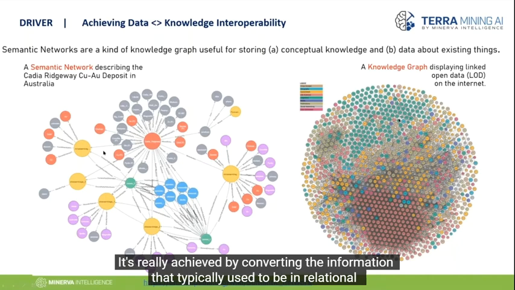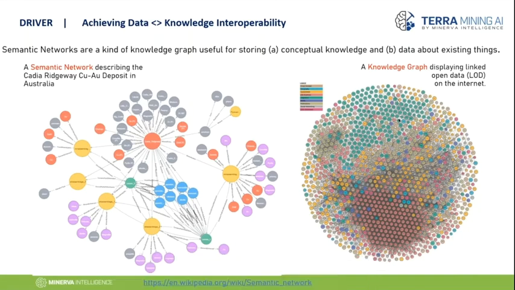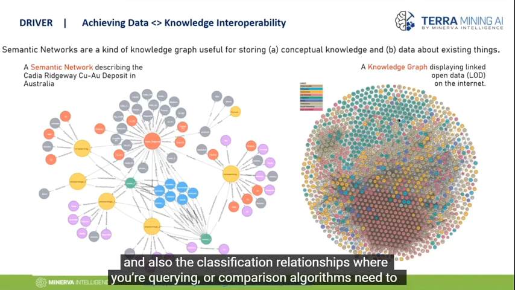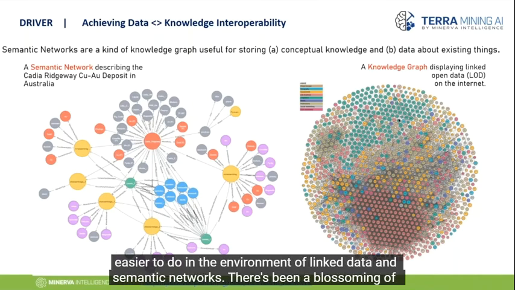It's really achieved by converting the information that typically used to be in relational databases and is difficult to query from a cardinality, how many values something can have, and also the classification relationships where your querying or comparison algorithms need to know that a granite is an igneous rock and that a sandstone is a sediment. All of that is much easier to do in the environment of linked data and semantic networks.